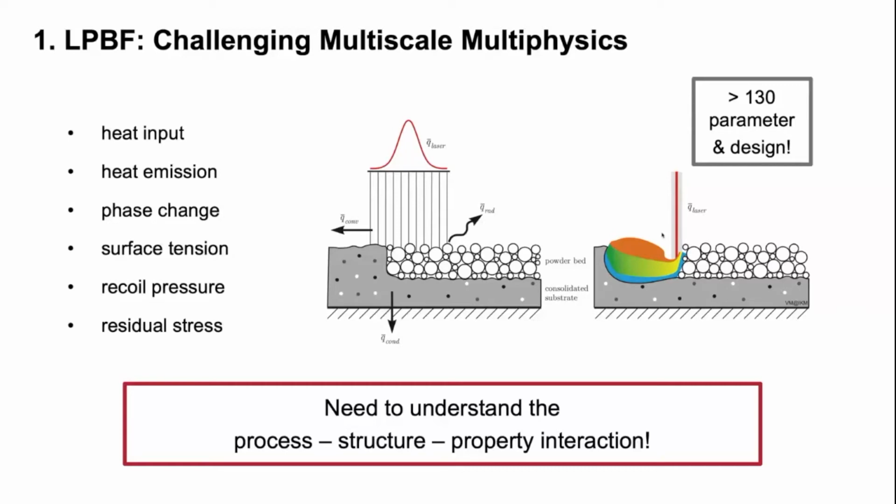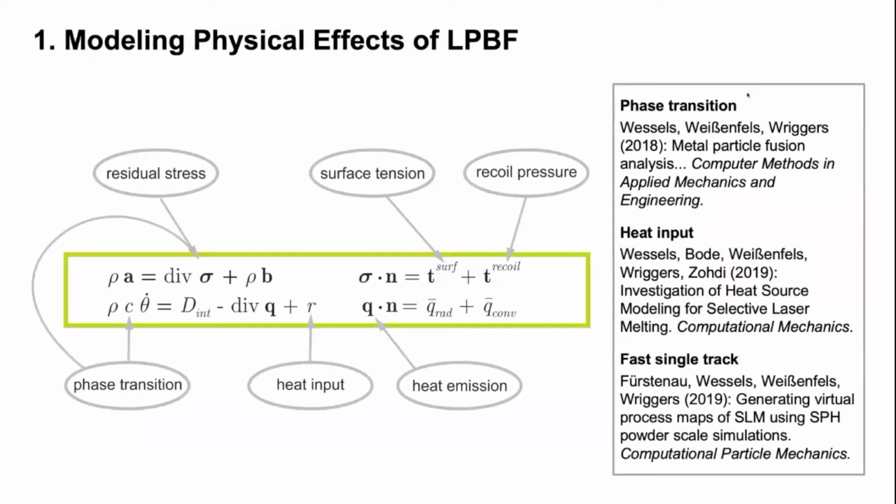And over these effects, there's the need to understand the process structure property interaction in order to be able to manipulate process parameters. The challenge here is the complexity. We have more than 100 parameters in the actual design. This is a number reported in the literature from a PhD thesis. Modeling of the physical effects.